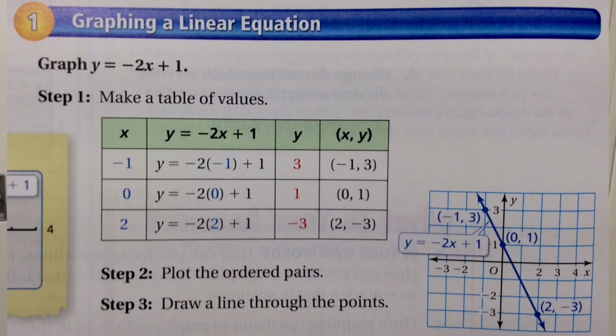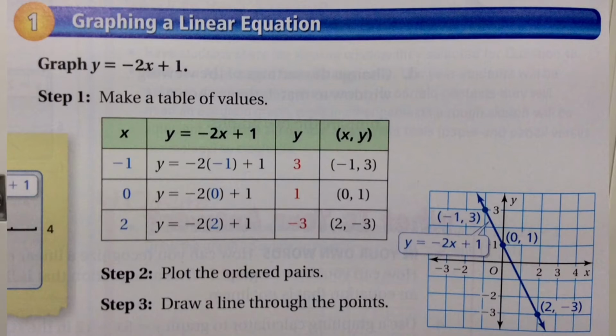So for our first row on our table, we put a value of -1 in for x. That makes our equation y equals -2 times -1, and then plus 1. When we solve that, -2 times -1 is +2, plus 1 is 3. So our y value is 3, and our ordered pair would then be (-1, 3). And we put 0 in for x, and -2 times 0 is 0, plus 1 is 1, so our y is 1. Our ordered pair for that would be (0, 1).